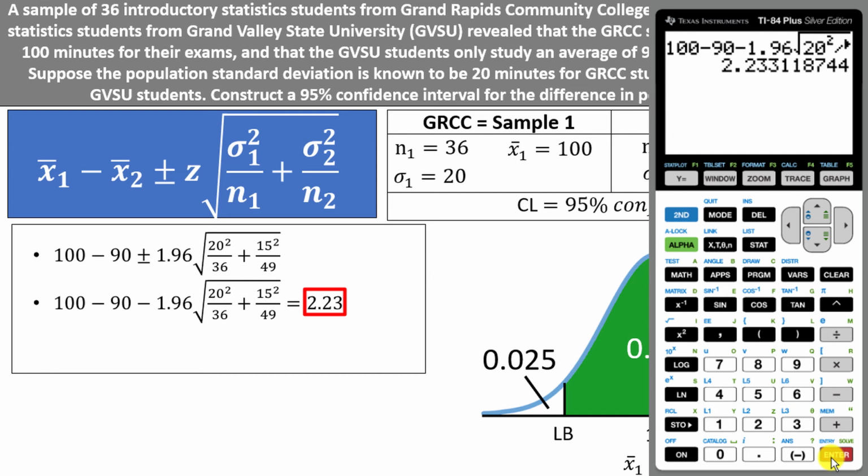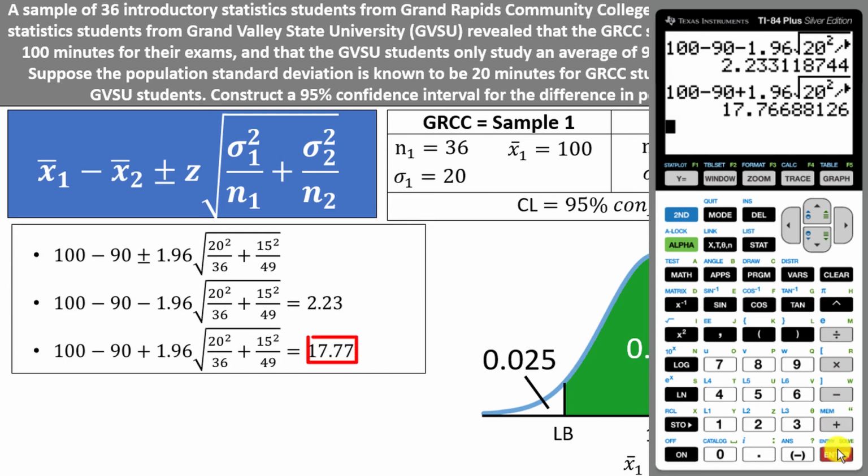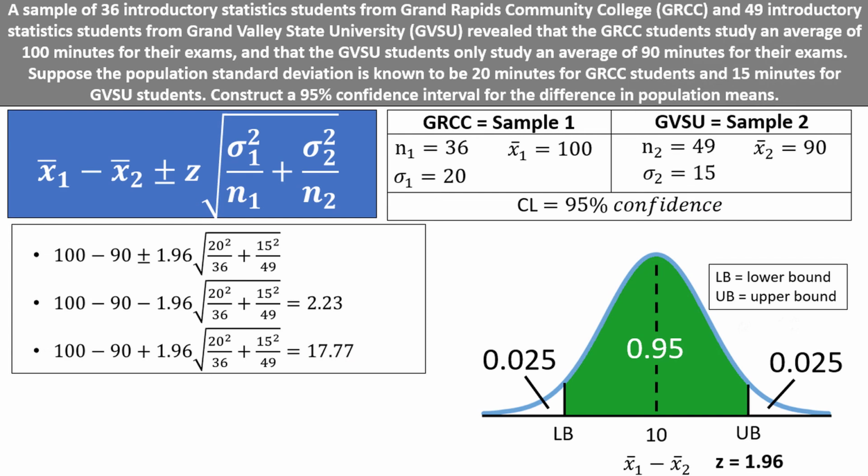Now we have to do the exact same thing, but just change this subtraction sign to an addition sign instead. On this calculator, you can press second, enter to bring up your previous calculation. Then scroll to the left and change the second subtraction sign to an addition sign. When you press enter, you get 17.77 rounded to 2 decimal places. So 2.23 is the lower bound and 17.77 is the upper bound. We can include the lower and upper bounds on our graph.